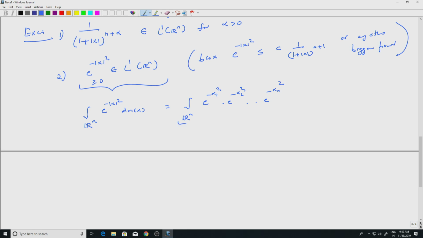But now on R n, remember these are Borel measurable functions. So if I write R n as R cross R cross R, this is a product space. So you have a product measure and these are Borel measurable functions. So I can replace this with d of m1 cross m1, n times, where m1 is the Lebesgue measure on R, or on the real line.